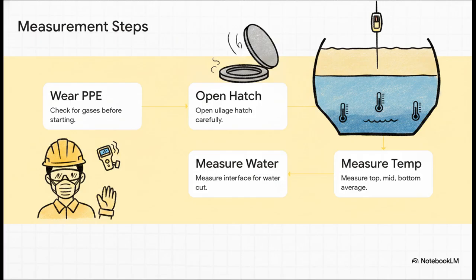Next, the tape is lowered further down into the liquid to take temperatures at 3 specific levels, top, middle, and bottom, so we can get a weighted average. Finally, the tape goes to the very bottom to measure the interface. This step detects if there's any free water resting underneath the oil.